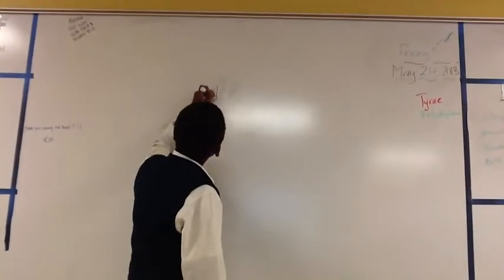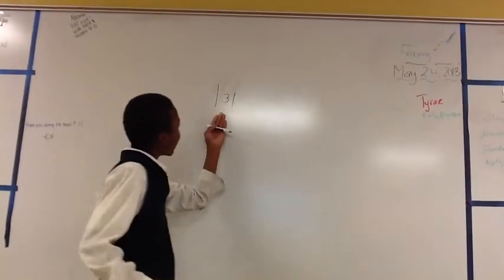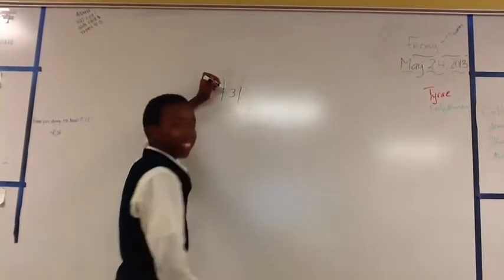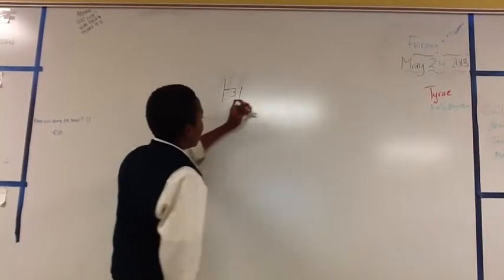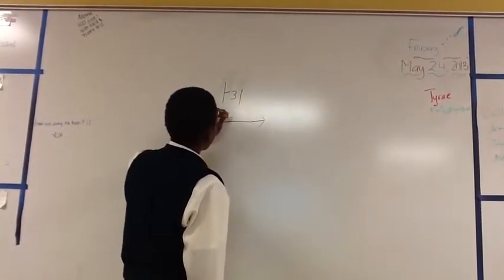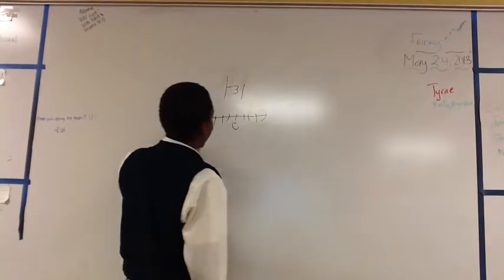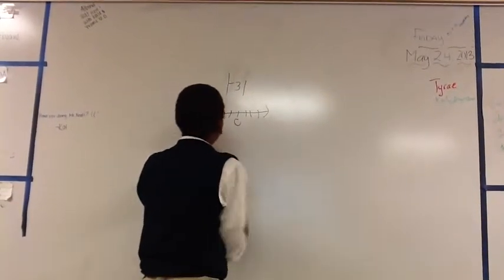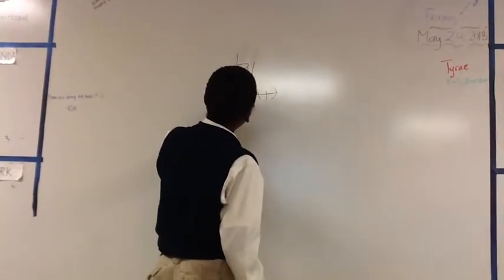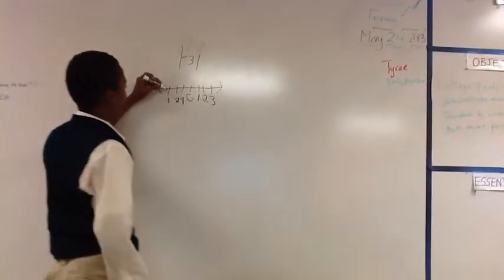Our example is 3. Now this may look like 131, but these bars make it positive. And even if I change it to negative, it still stays the same because the definition is the distance from 0. And the right is positive, the left is negative. And it stays the same because it's the distance from 0.